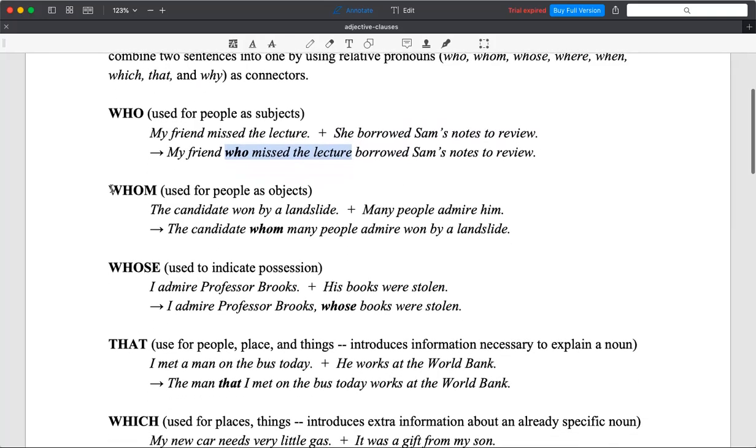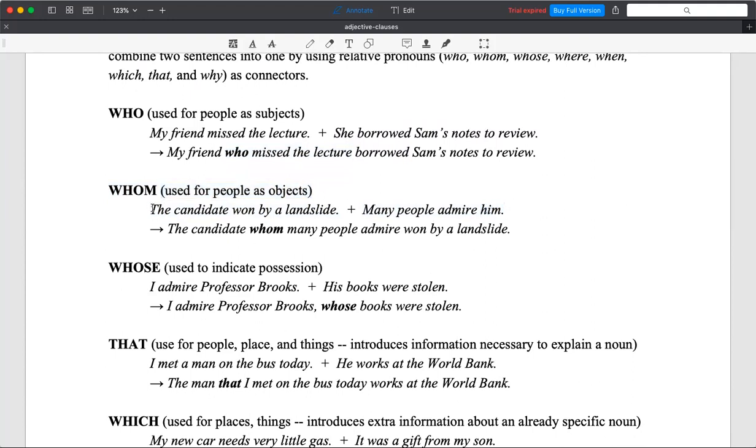You can use whom for the object case. For example, if you have the sentence, the candidate won by a landslide, and my second short sentence is, many people admire him, I need to create an adjective clause instead of him. I would say whom, because whom is the pronoun that replaces the object.